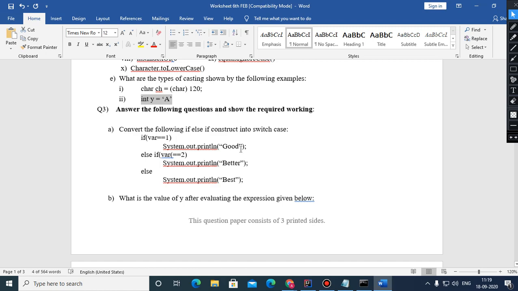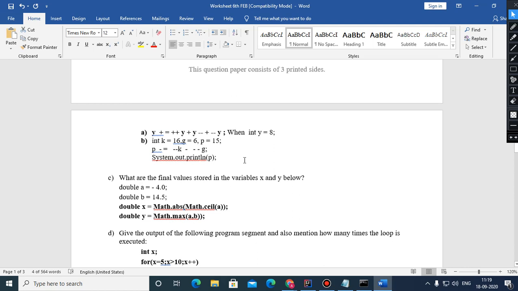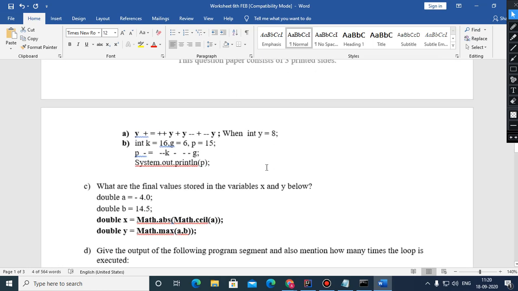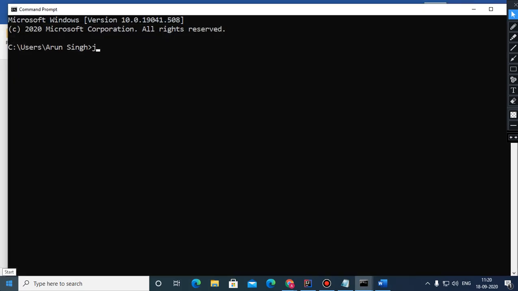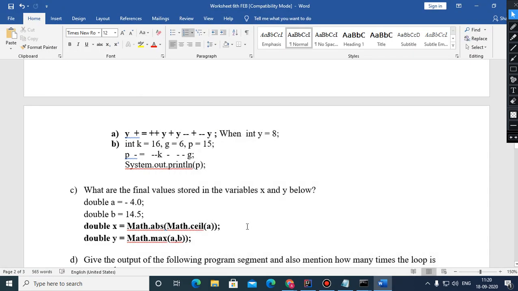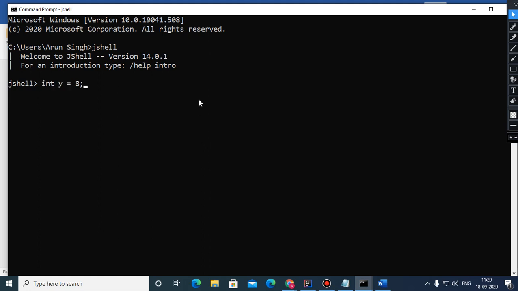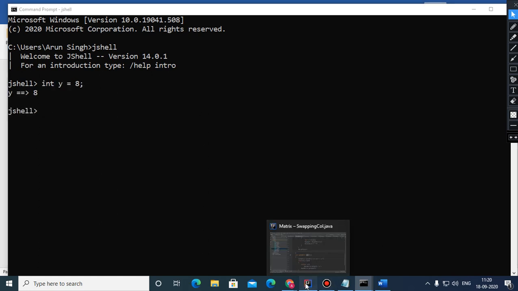Now next is: what is the value after evaluating the expression given below? What is the value of y? It is y += y++ + y-- + --y. What is that? It is 33. Okay, if you want to check, let us see that. Children, I am using JShell, which is the Java shell, and it is available from advanced versions of JDK.